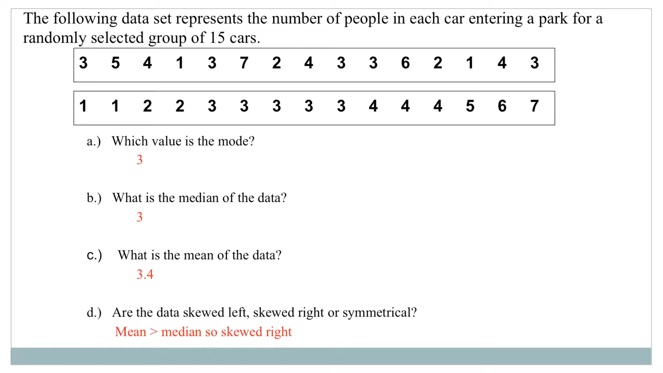Now, you could certainly make a case for the fact that 3 and 3.4 are pretty close to each other, so they're approximately the same. So our data could possibly be symmetrical. I could see making an argument for that.